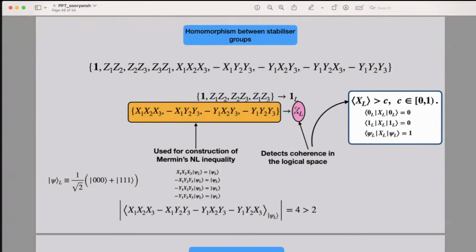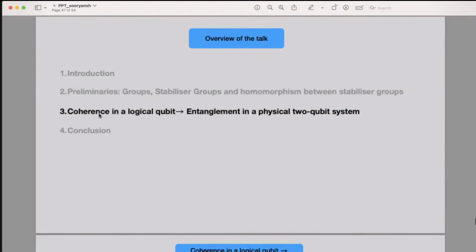On one hand, we have a coherence witness, which is constructed by this XL, and on the other hand, we have these operators, which in this case are being used for construction of Mermin's inequality, or which in the earlier case were being used for construction of an entanglement inequality.